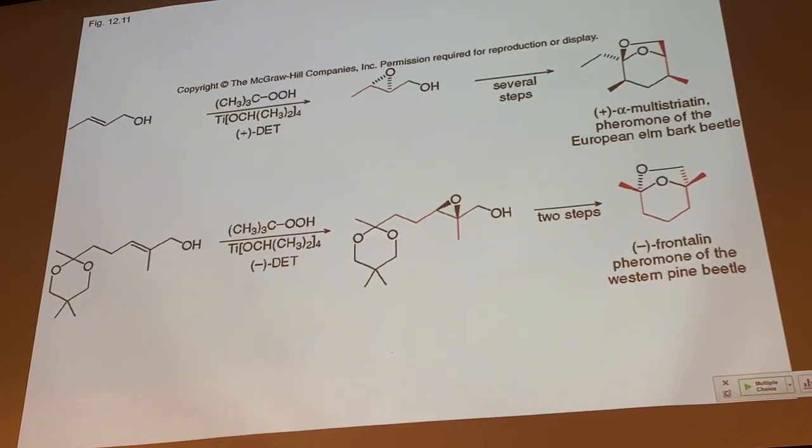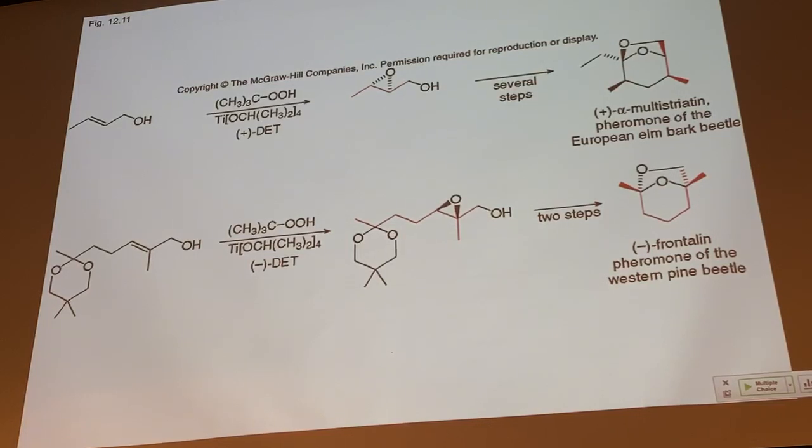So these reactions give a major enantiomer, usually in greater than 90% enantiomeric excess. Usually you have 95:5 or better ratios forming the major enantiomer.